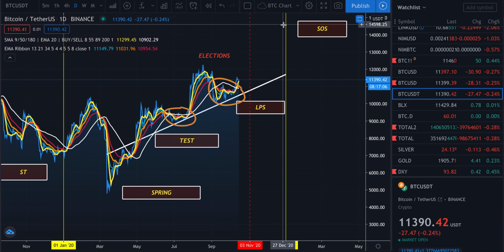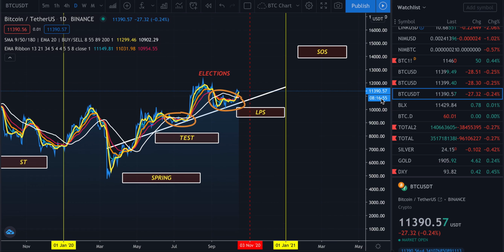That is my call, my prediction. We will have a $15,000 to $16,000 Bitcoin before the new year. And I'll leave it at that.